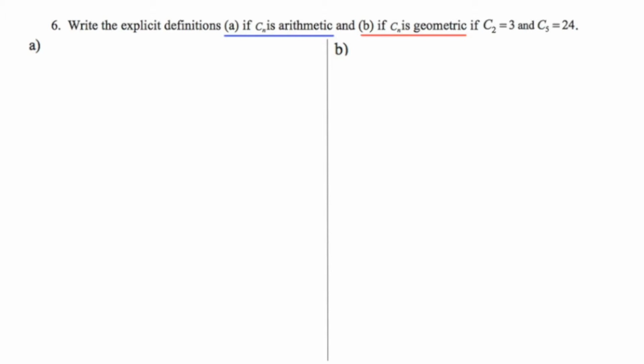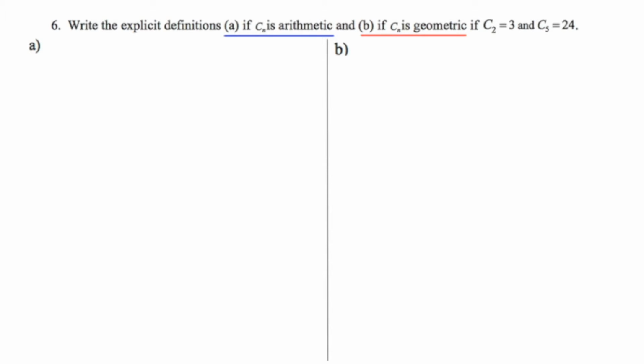So in number 6, and if you have your packet out, I'd like you to fill this out as you watch this. It says write the explicit definitions A if C sub n is arithmetic, and B if C sub n is geometric, if C sub 2 is 3, and C sub 5 is 24. So we've got some sequence out there, and the second term is 3, and the fifth term is 24.